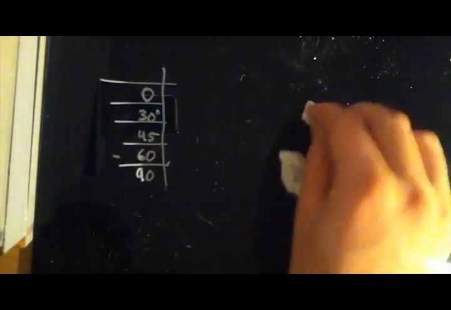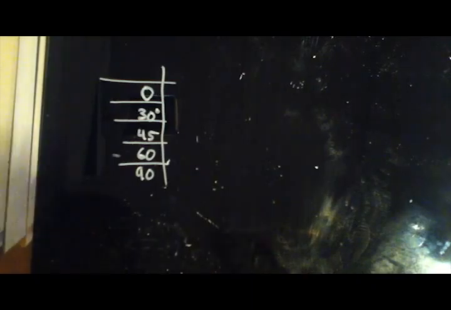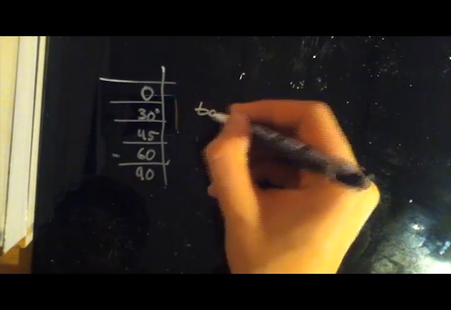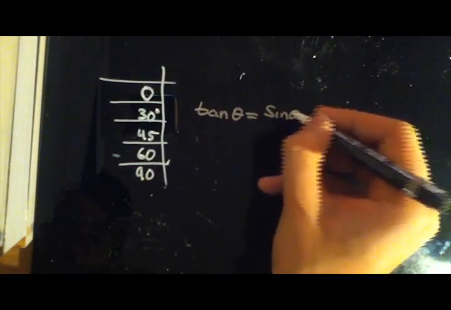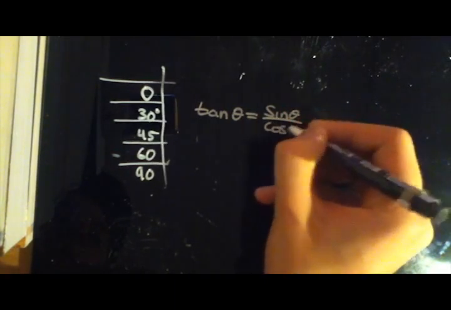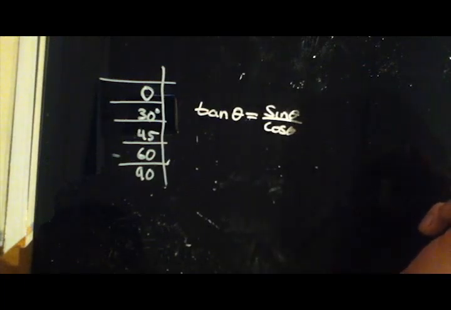What is tangent? Well, you might not know this, but there's a trigonometric identity. Tangent of theta is the same thing as sine of theta divided by cosine of theta. I am hoping that you know this. So let's find tangent of 30 degrees.